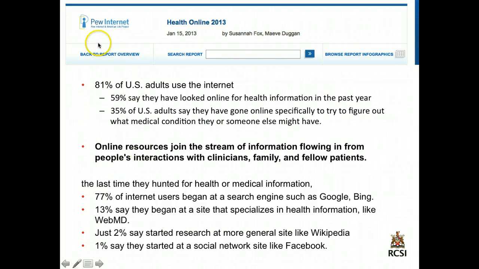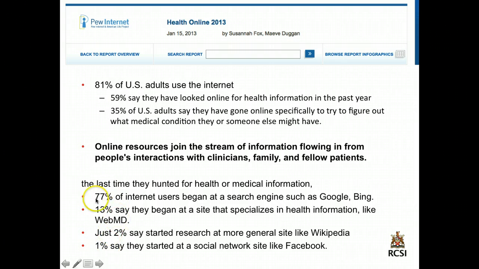So, deeper into this Pew Internet study in early 2013, how people had actually found the information, where they went. 3/4 of these people, 77%, began with a search engine. Well, fair enough, they just jumped straight in. And only 13% went to some site that specialises in health information like WebMD. 2% said they started at a more general site like Wikipedia, and 1% said they started in social media. That probably increased slightly, but not much, I would imagine.